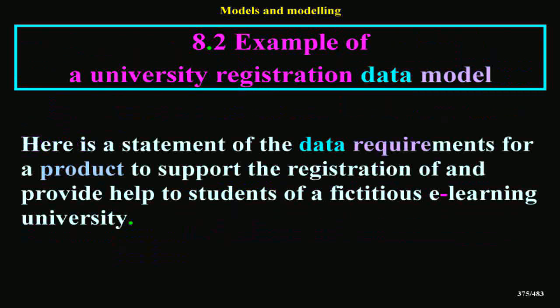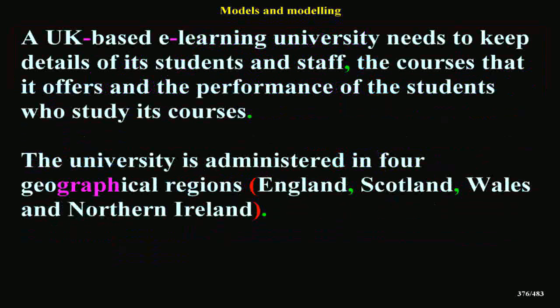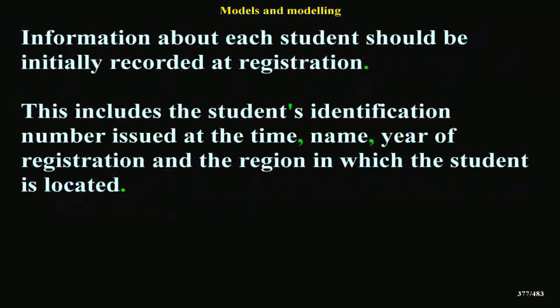Here is a statement of the data requirements for a product to support the registration of and provide help to students of a fictitious e-learning university. A UK-based e-learning university needs to keep details of its students and staff, the courses that it offers, and the performance of the students who study its courses. The university is administered in 4 geographical regions: England, Scotland, Wales, and Northern Ireland.